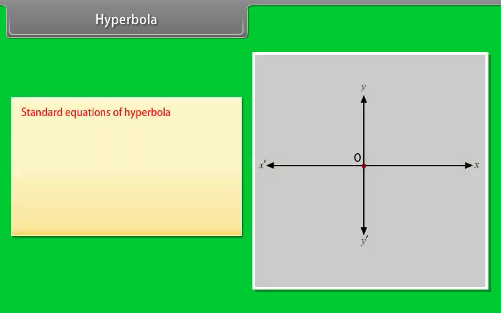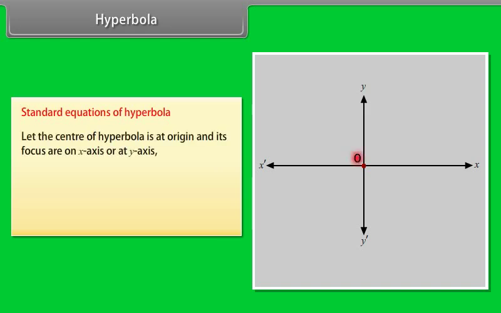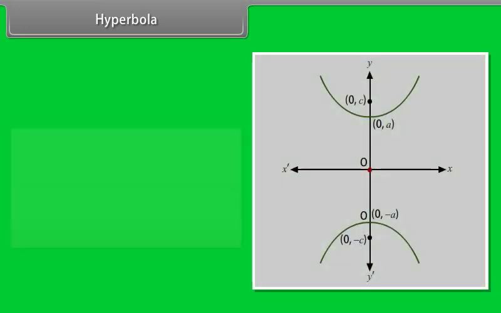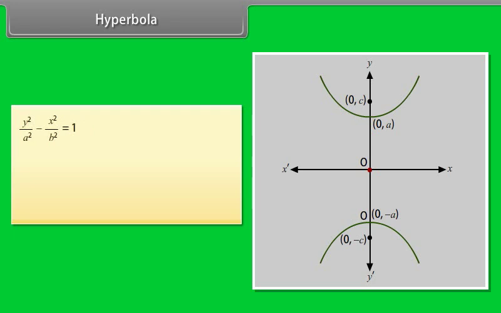Standard equations of hyperbola. Let the center of the hyperbola be at the origin and its foci be on the x-axis or the y-axis. Two such orientations are x square upon a square minus y square upon b square is equal to 1, and y square upon a square minus x square upon b square is equal to 1. The length of the latus rectum of the hyperbola is 2b square upon a.